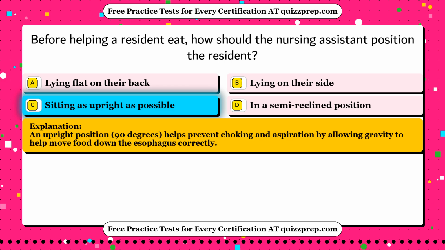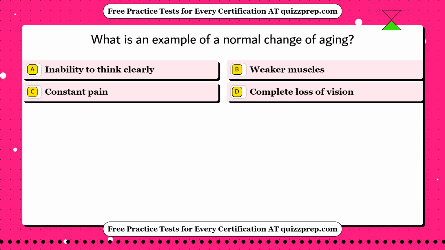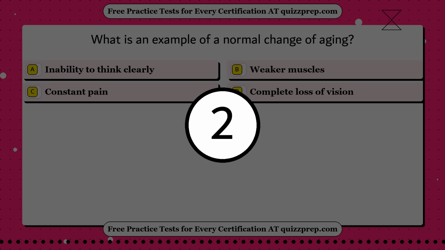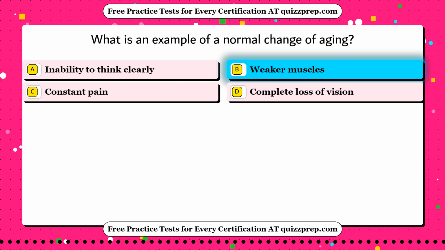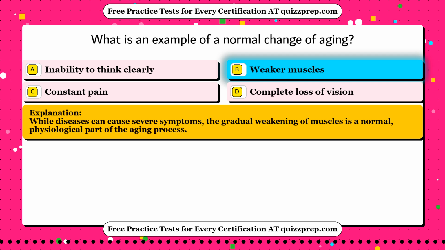Question 97. What is an example of a normal change of aging? Option A, inability to think clearly. Option B, weaker muscles. Option C, constant pain. Option D, complete loss of vision. The correct answer is option B, weaker muscles. While diseases can cause severe symptoms, the gradual weakening of muscles is a normal, physiological part of the aging process.